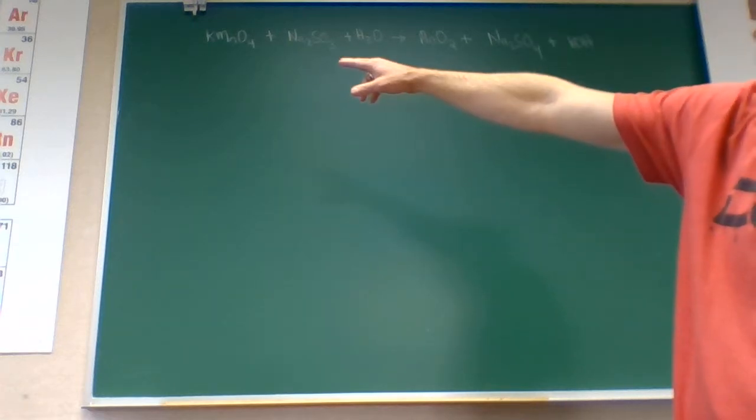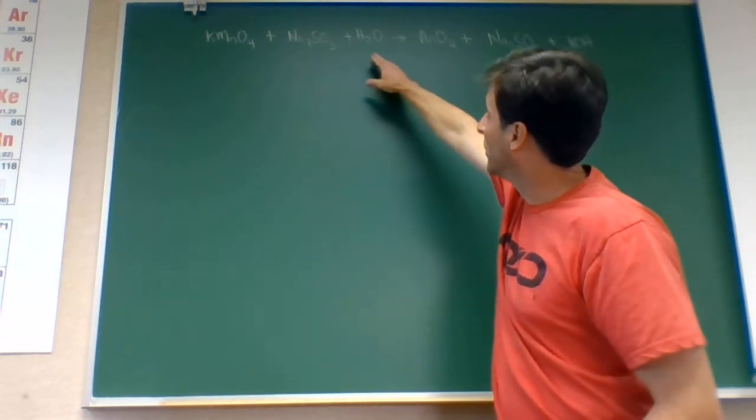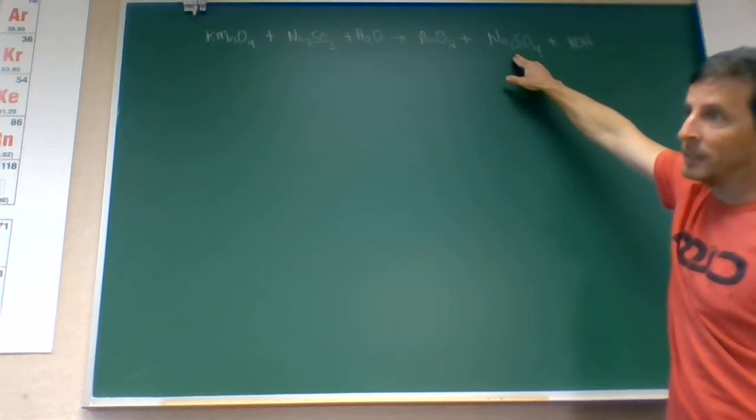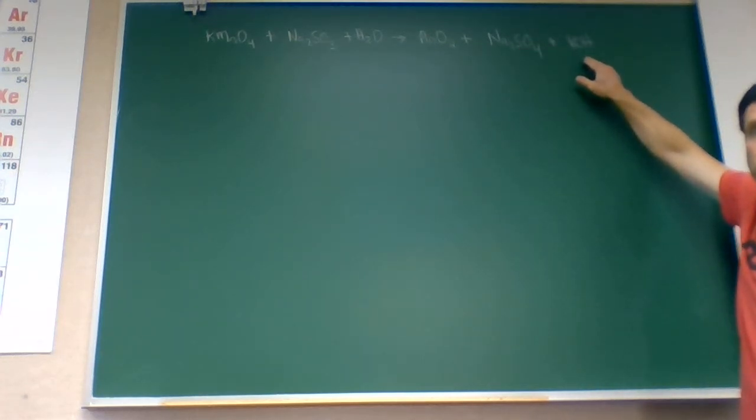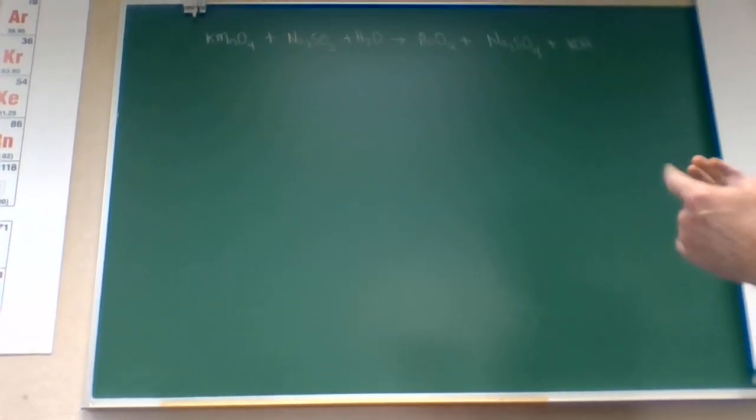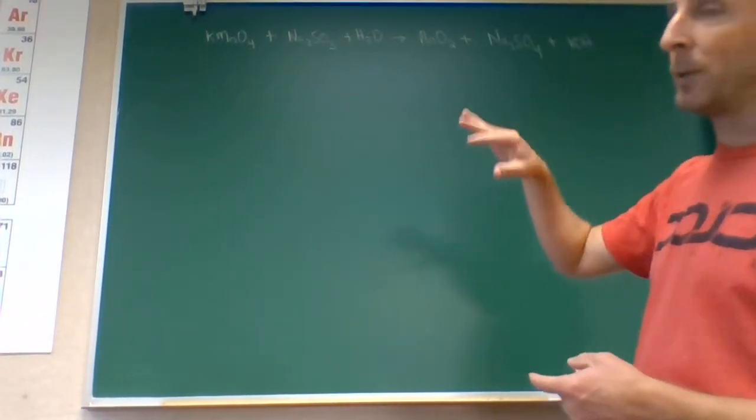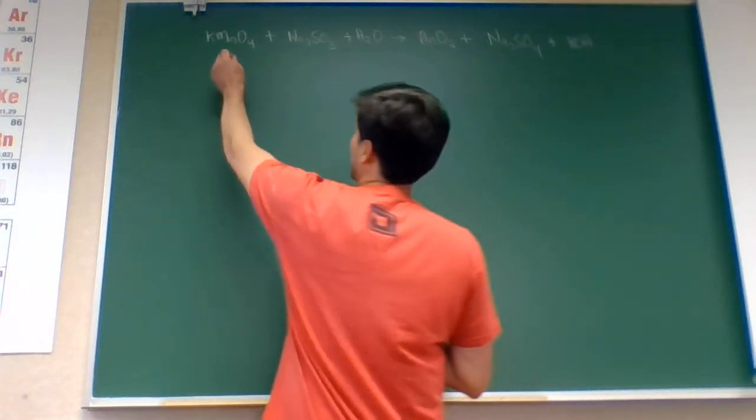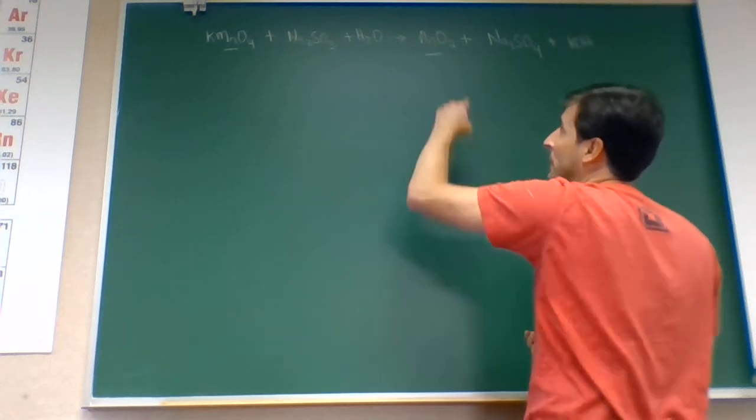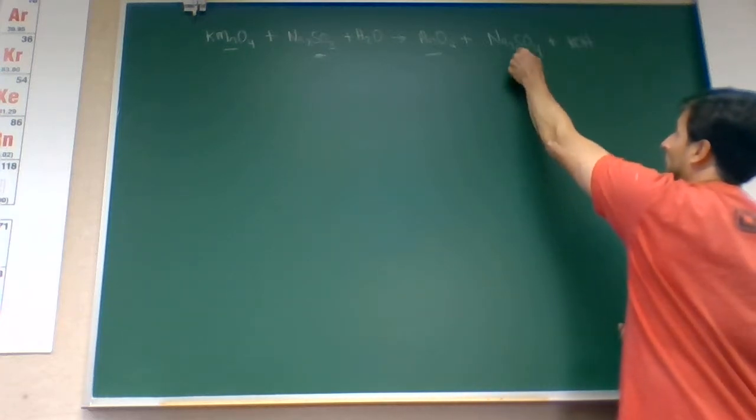It's KMnO4, potassium permanganate, reacting with sodium sulfite, which is Na2SO3, plus water, yields MnO2, plus sodium sulfate, Na2SO4, plus KOH. Okay, so this reaction has more things involved. There's some things in there that I'm not really sure what I want to do. But if I assign charges everywhere, I'll find out that manganese is going from +7 here to +4 here. And sulfur is +4 right here, and it goes to +6 right here.